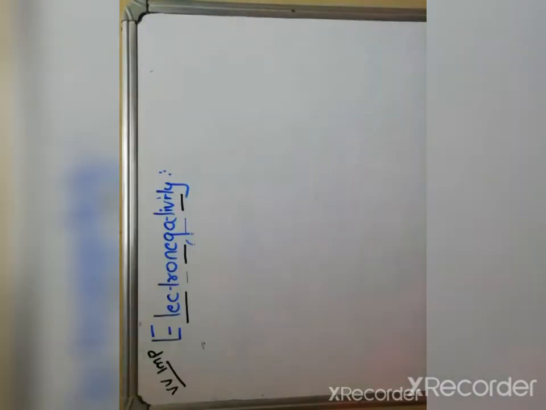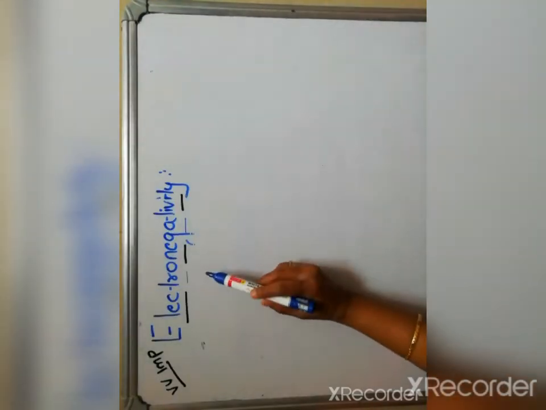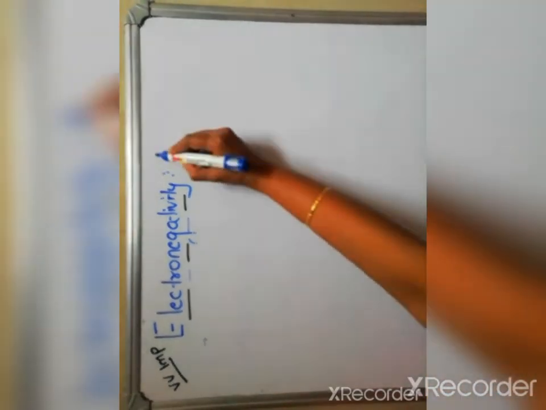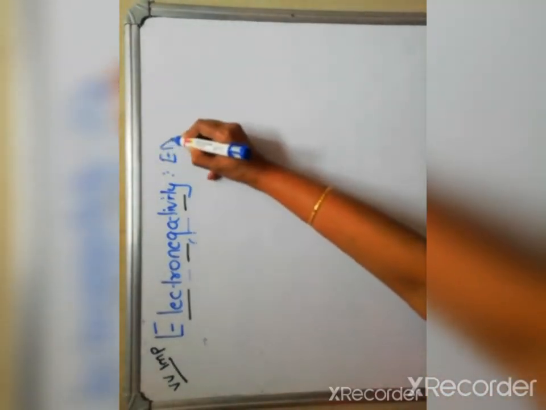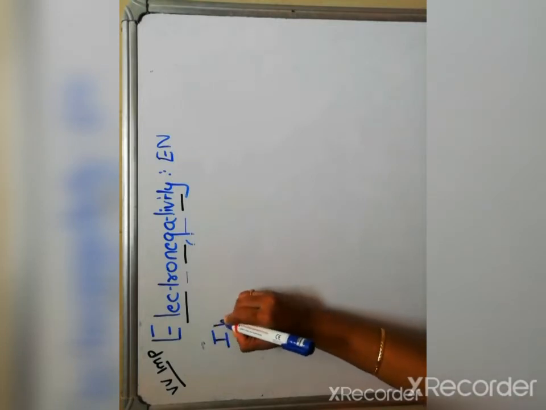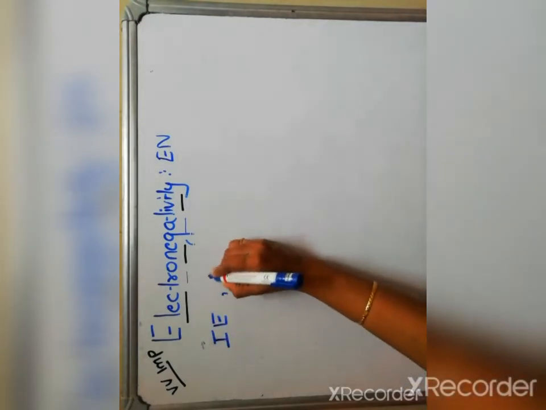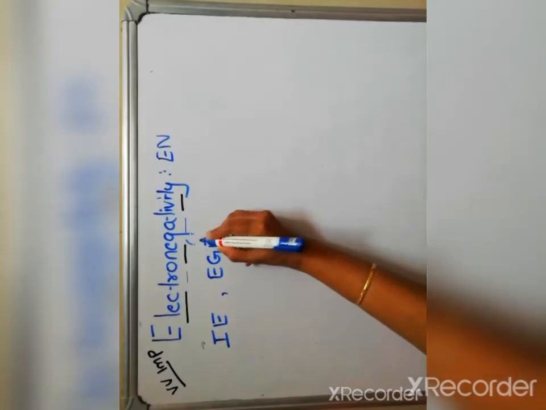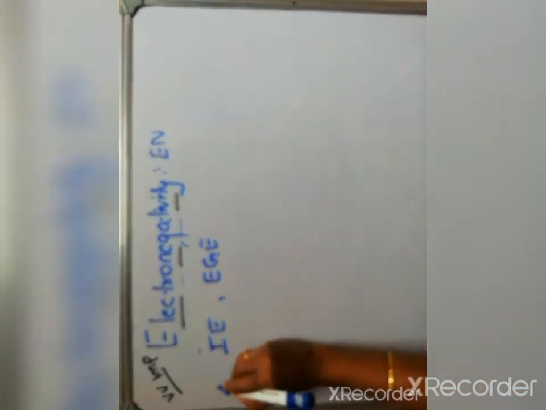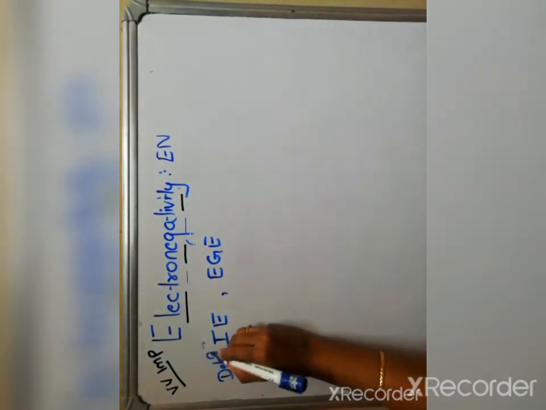So now we will discuss one more term which is called electronegativity. Electronegativity is also denoted by En. All the definitions are very important. That is ionization enthalpy, electron gain enthalpy. Up to here, which terms have we learned? Ionization enthalpy, electron gain enthalpy. And now we are discussing the term electronegativity. All these definitions are very important, right?